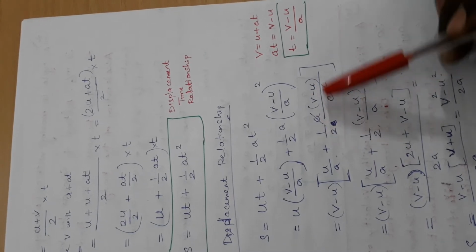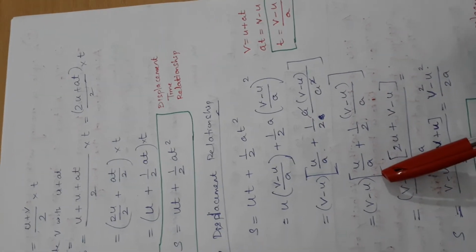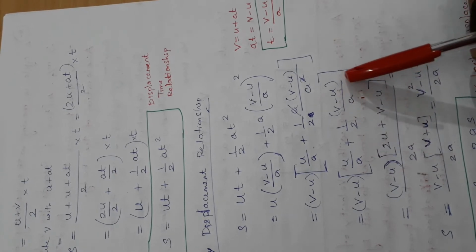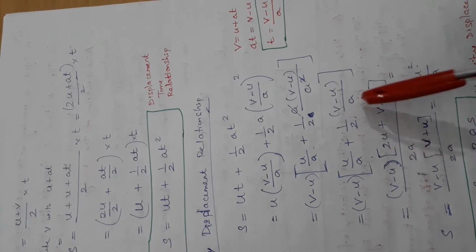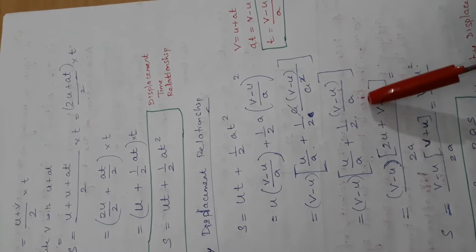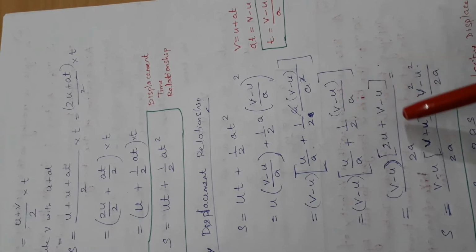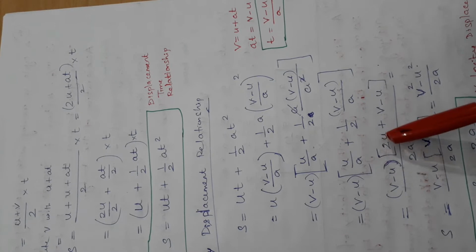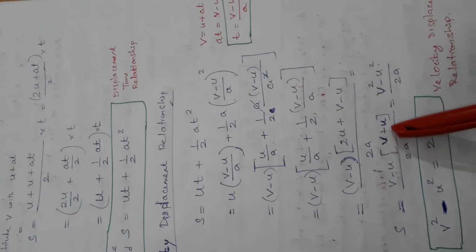Now we cancel a and a, the numerator and denominator. Now we have (v minus u) by a plus half (v minus u) by a. So in this v minus u, now we take the LCM. So what is the LCM? a plus (v minus u) by 2a. We take the LCM as 2a, and so we get 2 here, okay, then plus v minus u.